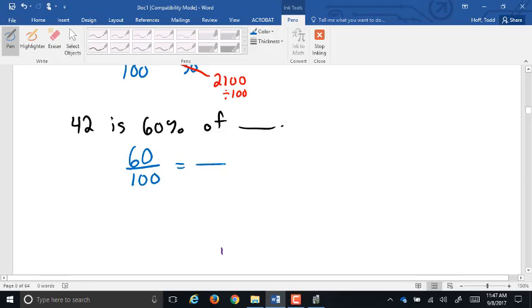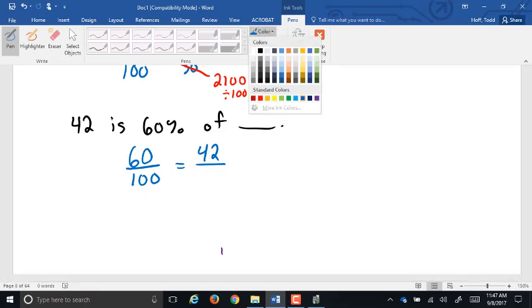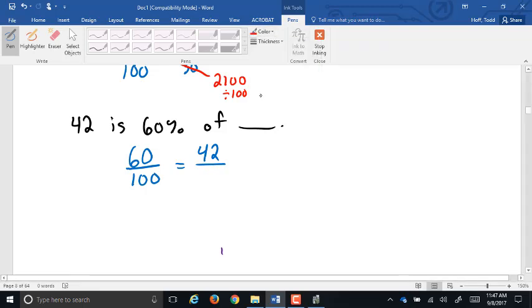42 is on top. 42 is 60%. So the 42 matches up with the 60. And we're missing the number on bottom. Now things are in a different spot, but it's still cross multiply and divide. What two numbers are on diagonal with each other right now? The 42 and 100. Multiply us to make 4,200.